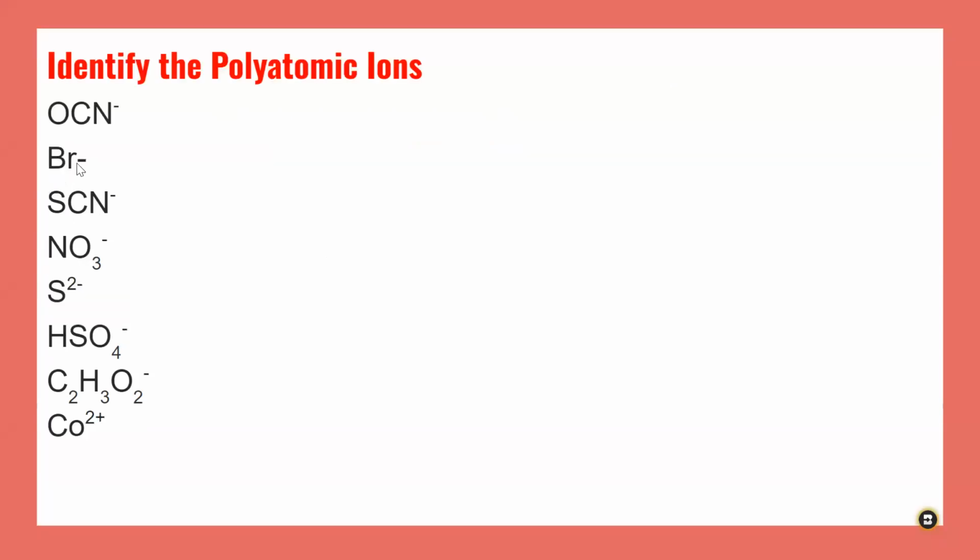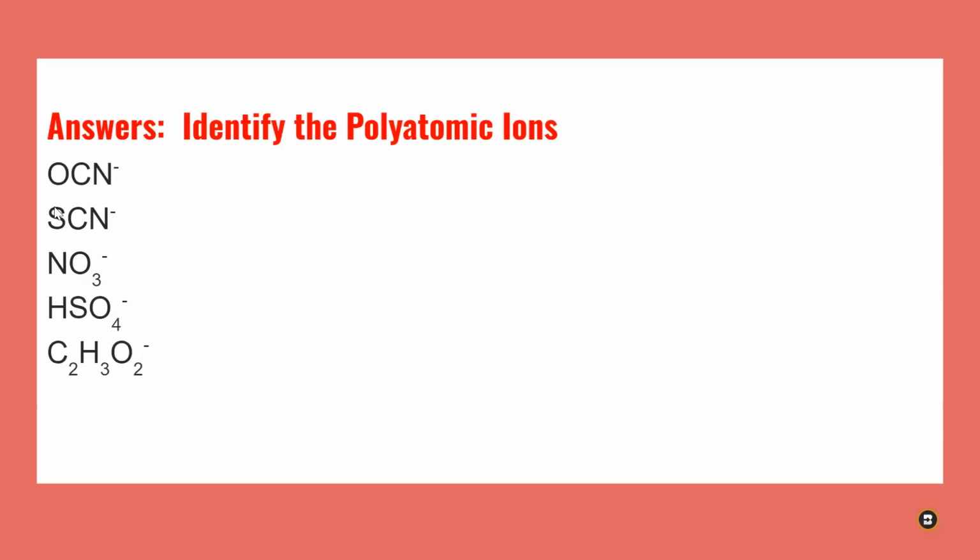Let's look back. This is bromine. This is only one. And this is only one. It's not a group of atoms. Cobalt, see, this is not oxygen, okay? This is C with a little o. This is just an element, a cation, okay? So each of these is a group of atoms with a charge.